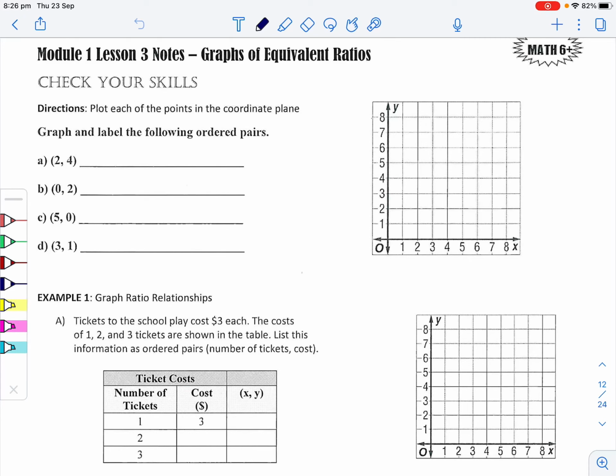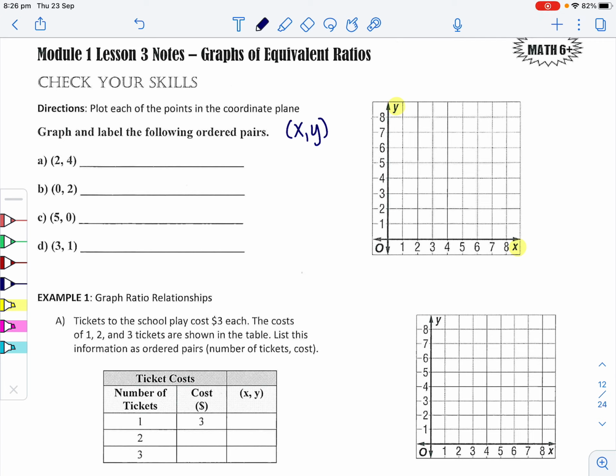Hey everyone, today we are going to be talking about graphs of equivalent ratios. So I have just a little check your skills section here about plotting points. Just a reminder how to plot points in the first quadrant. Remember we do X first and then Y. X is the horizontal axis. You can see the X marked right over here, and then Y is the vertical axis going up and down.